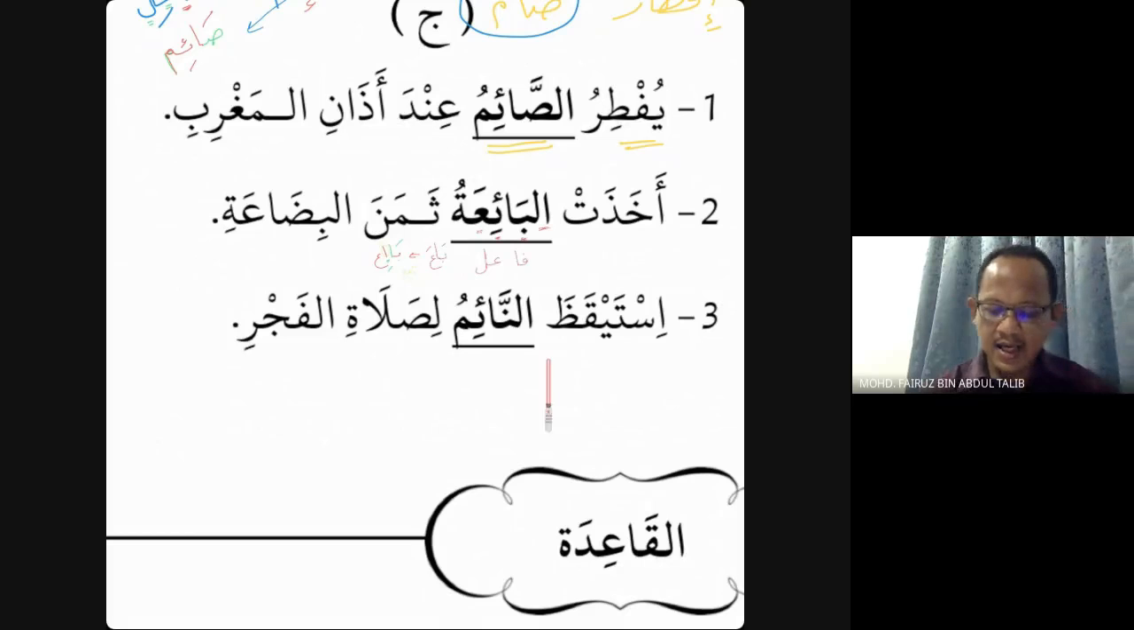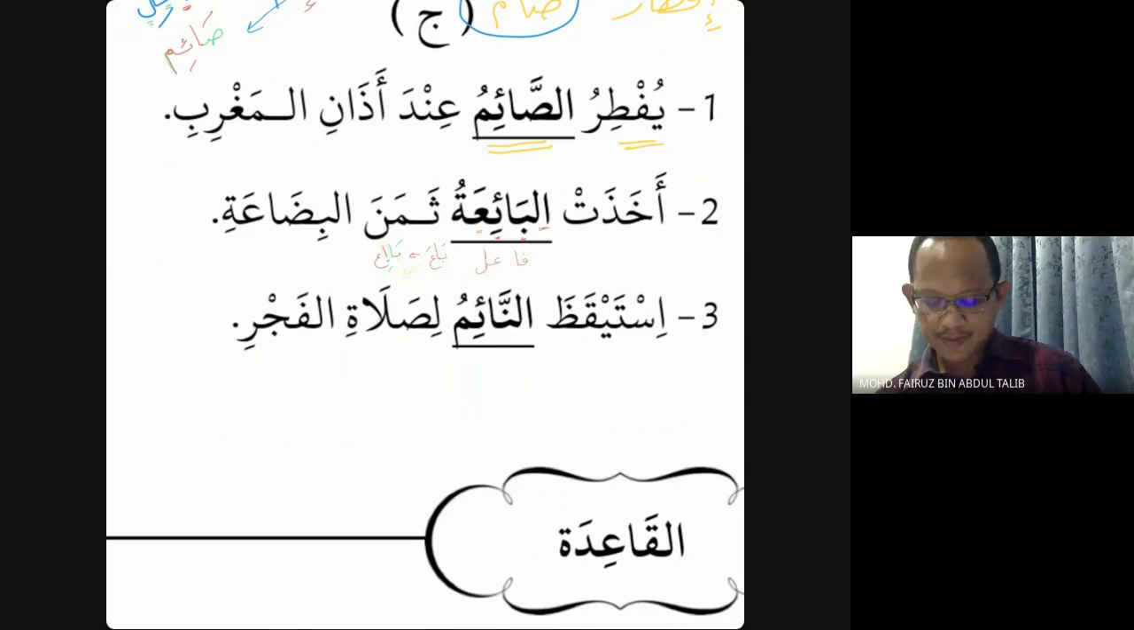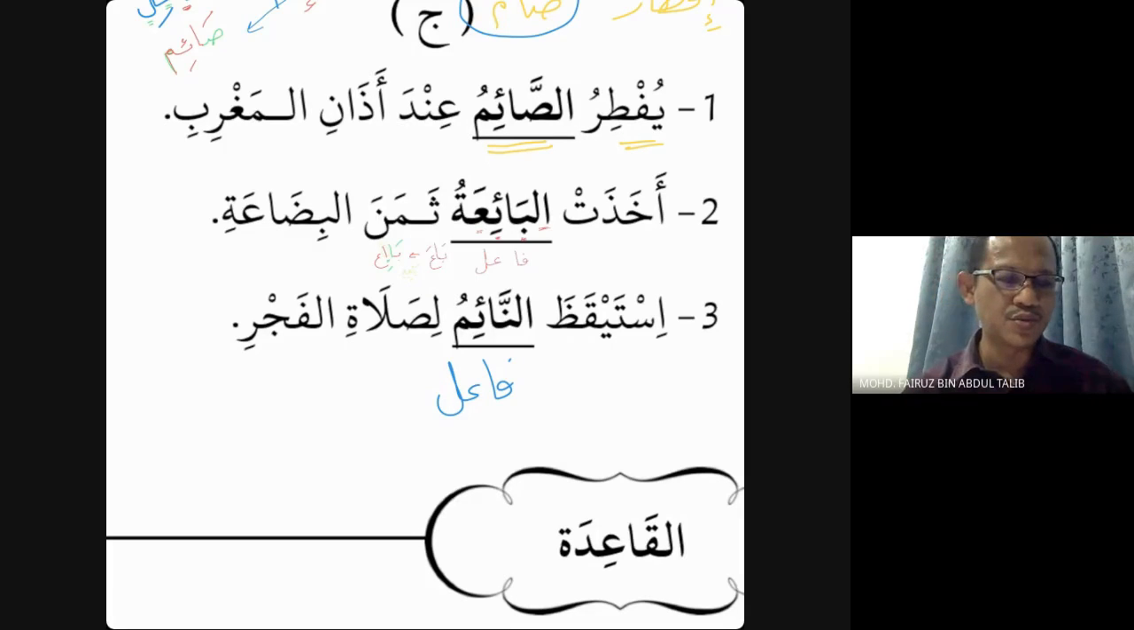Istayqaza an-na'imu li salatil fajr. Istayqaza, wake up. To wake up is istayqaza. Who woke up? Na'im. What is this word? If you look at the wazan, this is also fa'il. Yes, this is also fa'il. So again, this must be a person. Na'im, it must be a person. But what does he do?